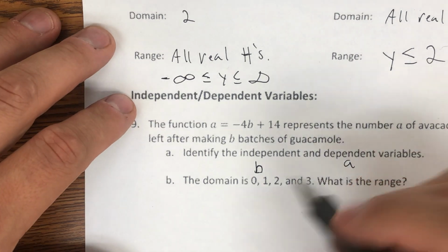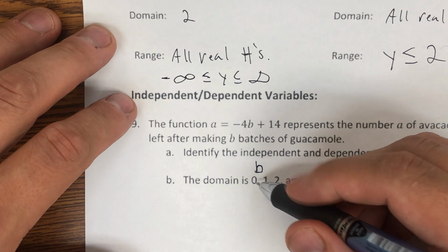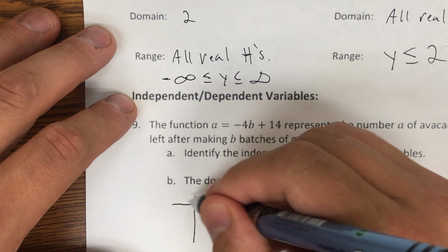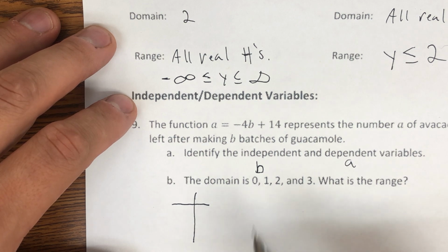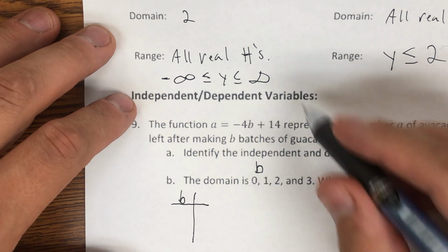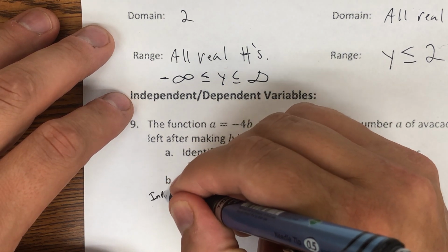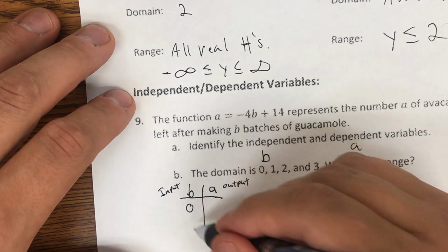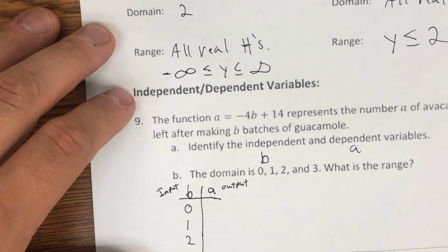Now, the domain is 0, 1, 2, and 3. What is the range? For us to figure that out, I have to put these in. So I'm going to make a B-A table. The domain is our input, so that has to be the B's. Our output is the number of avocados left, A. So input on the left, output on the right. I have to put in 0, 1, 2, and 3, and we're going to see what the range is.